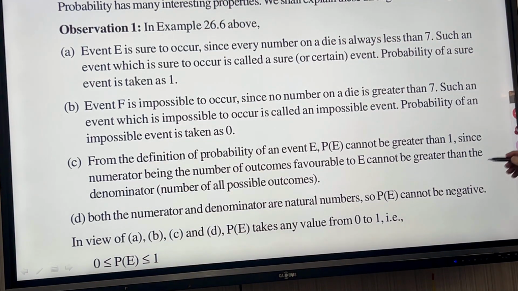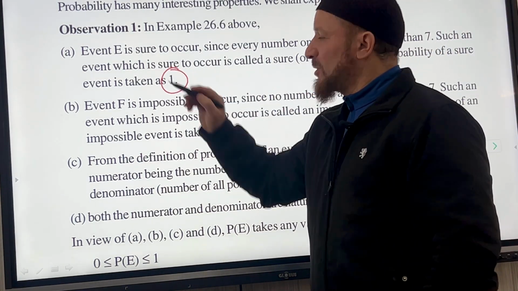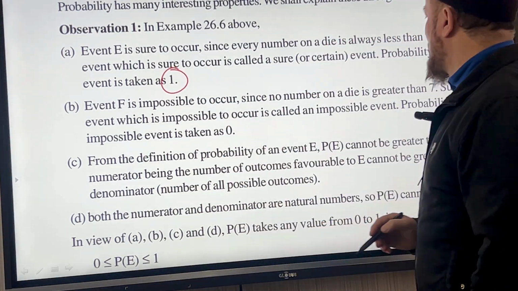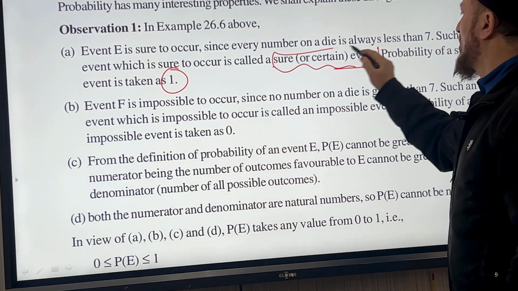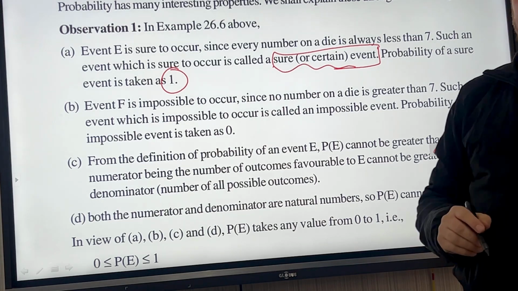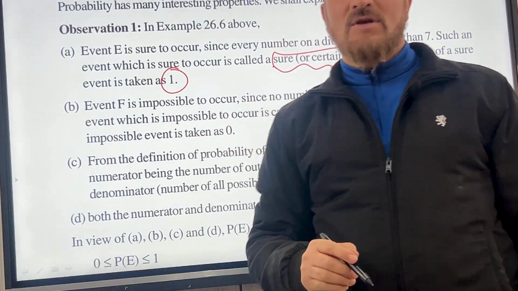So when you are sure that something will come, its probability is 1. You have to remember this. Remember that, we will solve the question then. The probability will be 1. And what will it be called? It will be called a sure or certain event. Right? Getting my point?